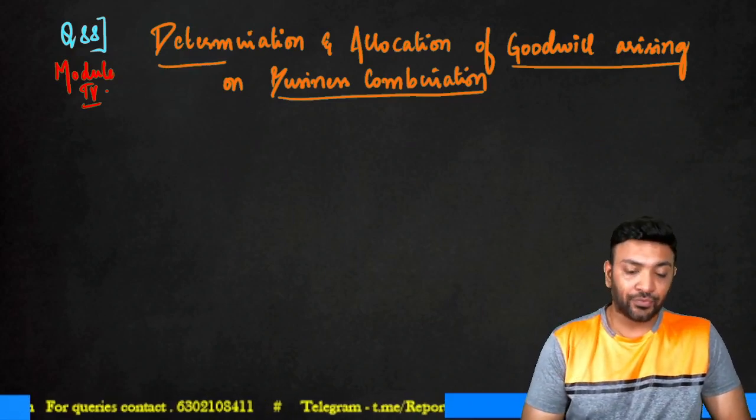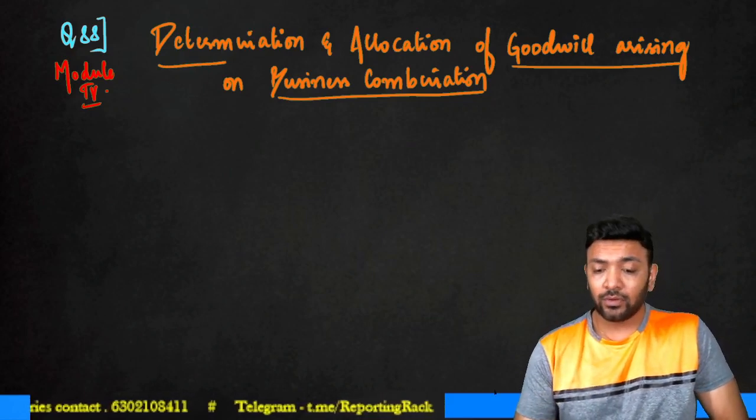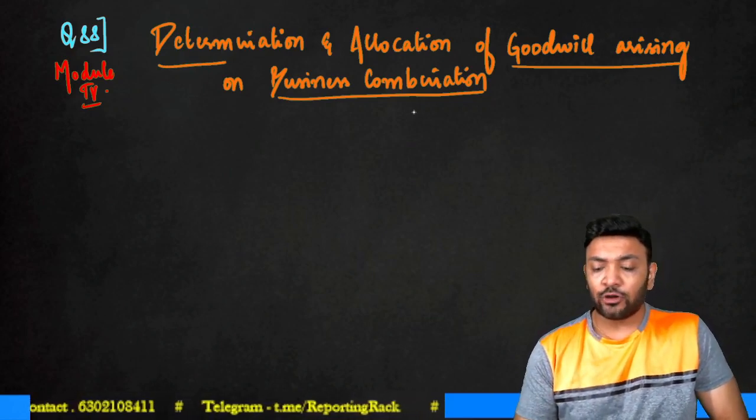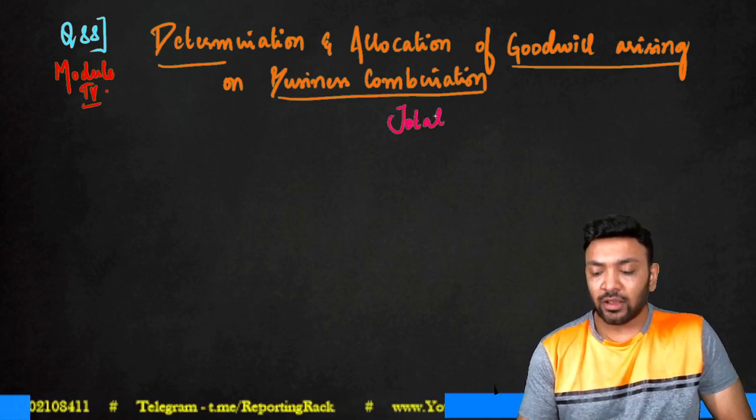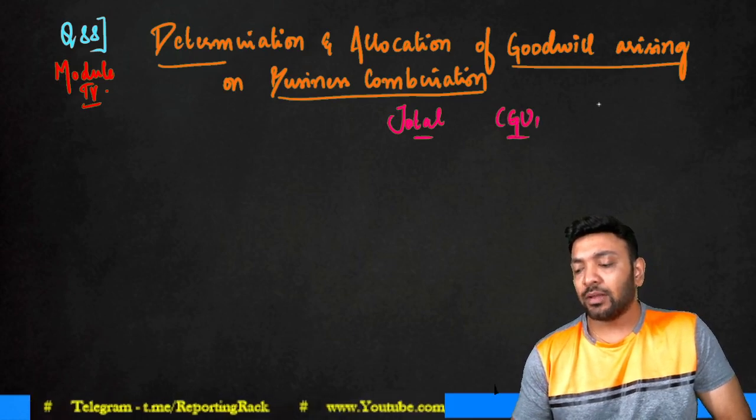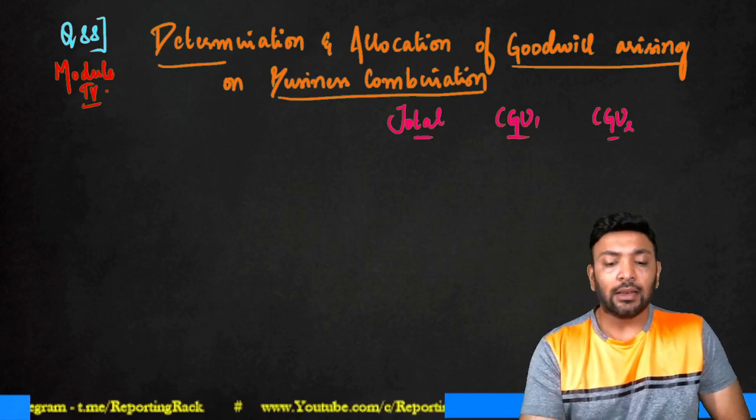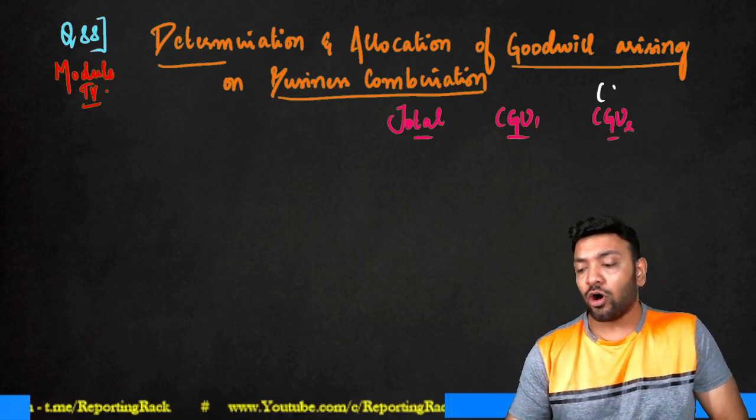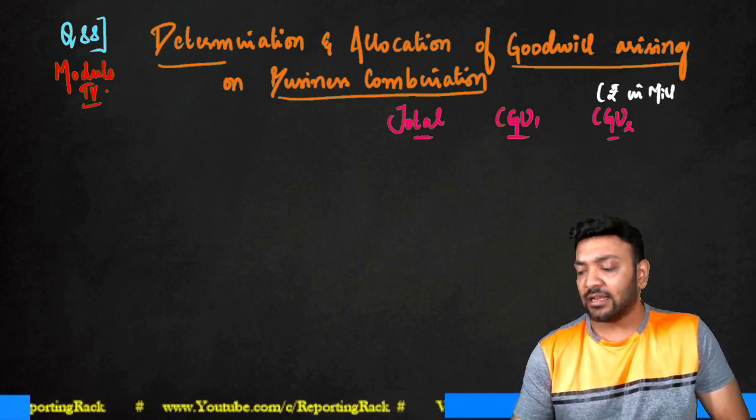Let's start. First, I'll have three columns out here. One is your column for total. The other column is for CGU1, first CGU, and the other column is for CGU2. Please remember, all rupees are in millions because the question itself is quoted in millions.